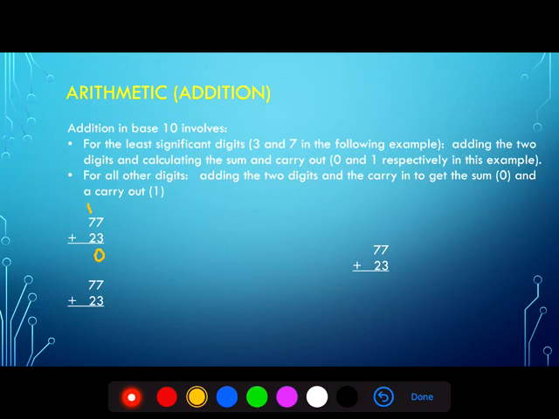Then when we add 7 and 2 and add 1 to that, we'll get 10 again. Again, we can only put one digit in that position, and we'll carry the 1, which will be the last digit, or most significant digit, in this operation. And not surprisingly, 77 plus 23 is 100, something we can all do without our calculators.